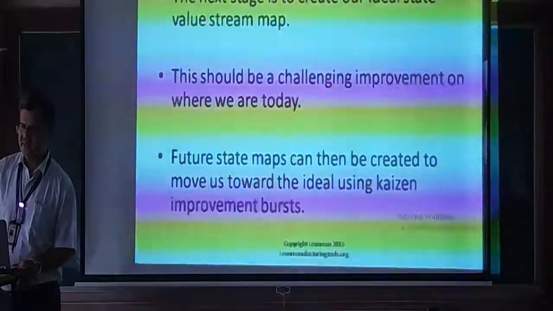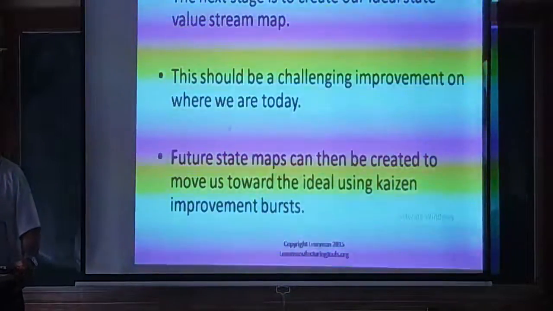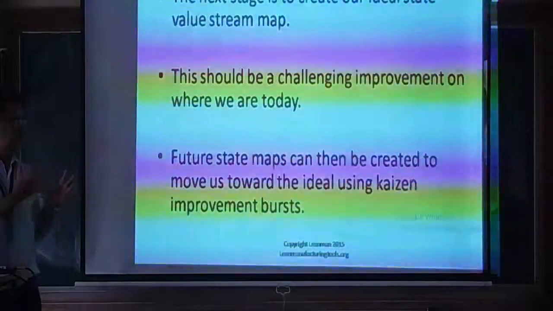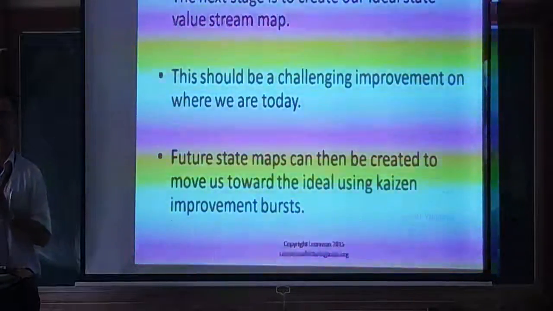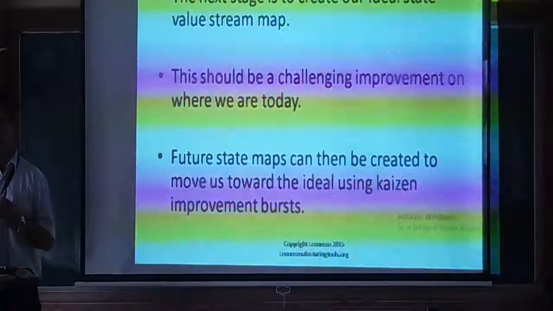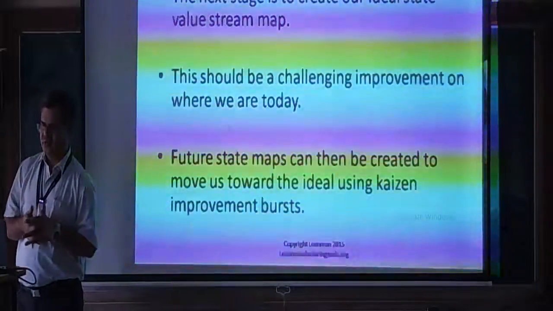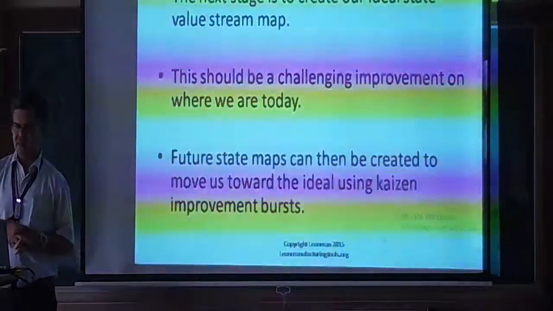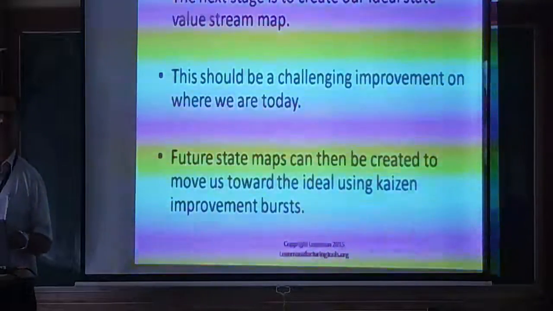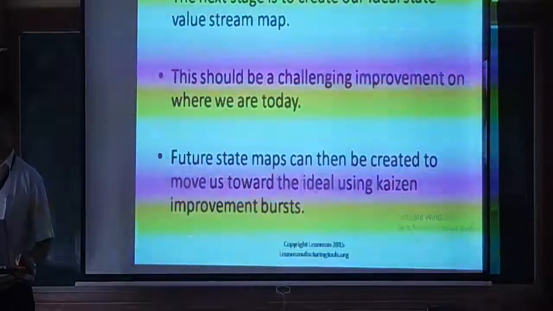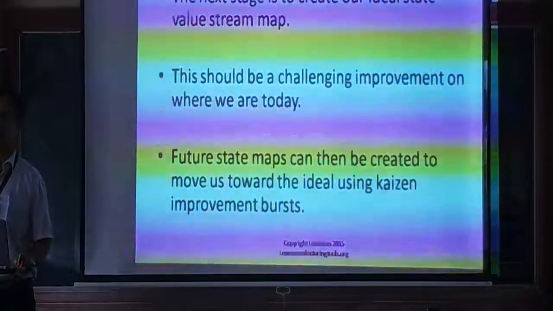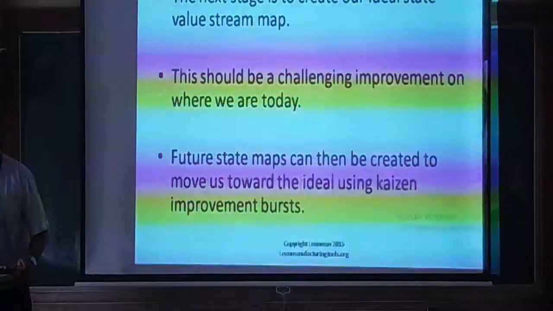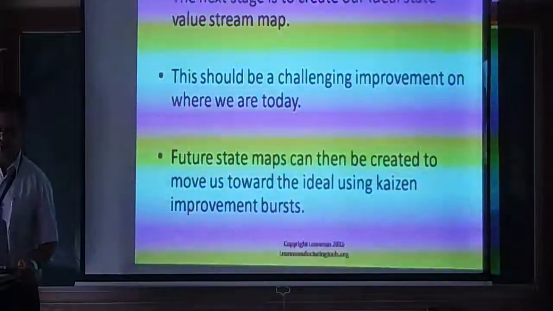Next, the stage for value stream mapping is to create the ideal state map. Now you have the current state map, the actual time taken for cycle time and so on, shown in the CSM, the current state value stream map. Now we have to create an ideal map. This should be a challenging improvement on where we are today. If you want to show improvement, you should have a clear idea about where you can show improvement. Those things are very essential here.